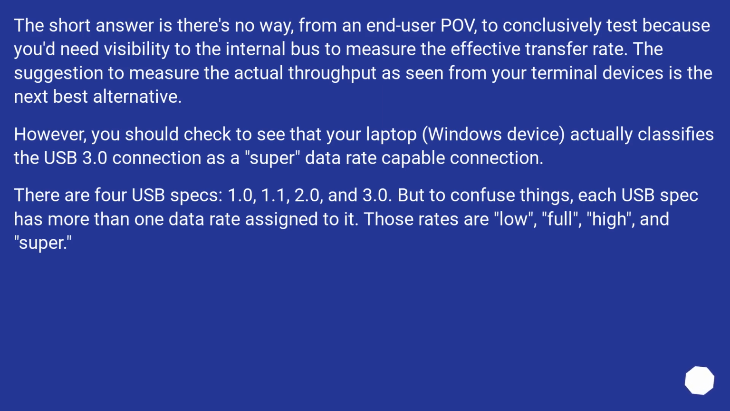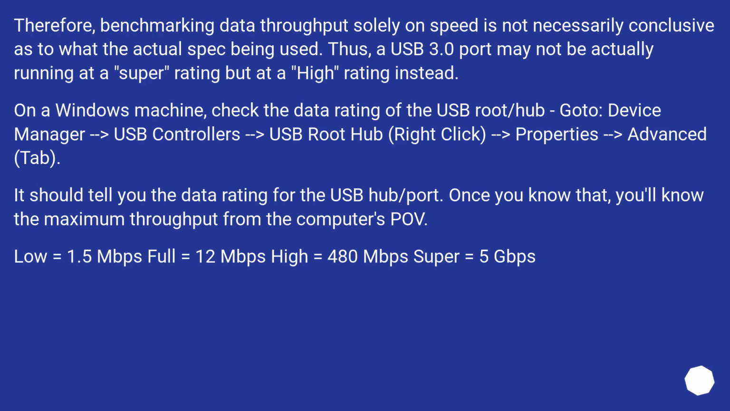But to confuse things, each USB spec has more than one data rate assigned to it. Those rates are low, full, high, and super. Therefore, benchmarking data throughput solely on speed is not necessarily conclusive as to what the actual spec being used. Thus, a USB 3.0 port may not be actually running at a super rating, but at a high rating instead.